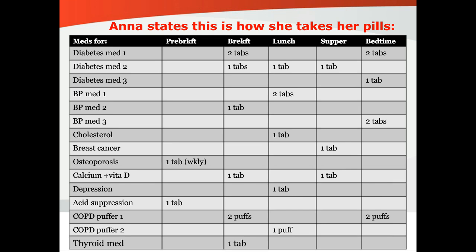So, in summary, Anna takes 1 pill before breakfast every day, and on 1 day of the week, another pill for her osteoporosis. And at breakfast, she takes a total of 6 pills and 2 puffs of 1 puffer. At lunch, 5 pills and 1 puff of the other puffer. At supper, 3 pills, and at bedtime, 5 pills and 2 puffs of 1 puffer. In total, she takes almost 20 tablets every day.